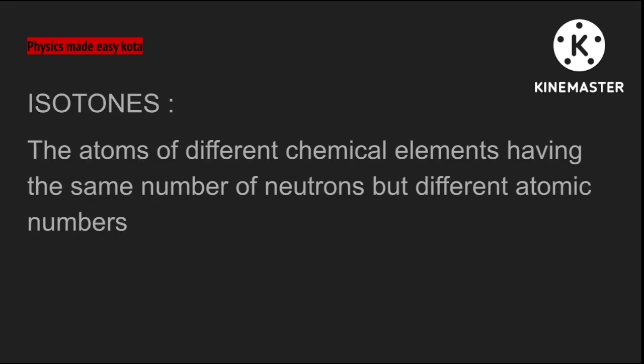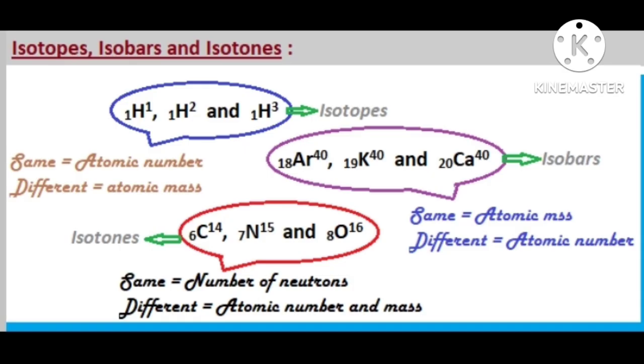Next are the isotones. The atoms of different chemical elements having the same number of neutrons but different atomic numbers are known as isotones. How do we come to know the difference between the isotopes, isobars and isotones? These examples help us to specify which ones are the isotopes and which ones are the isotones or isobars.